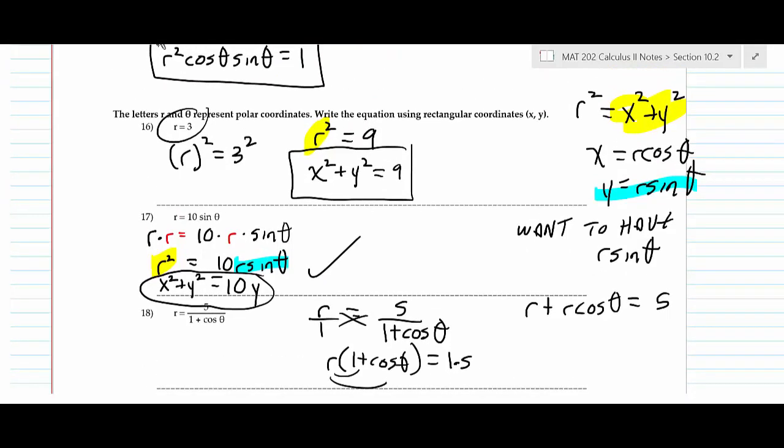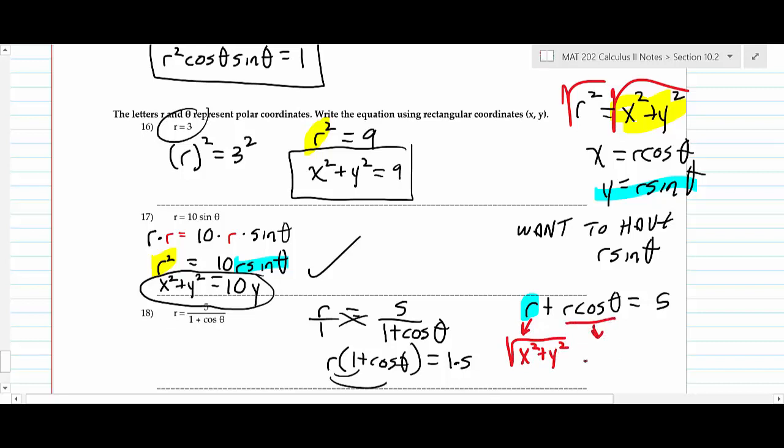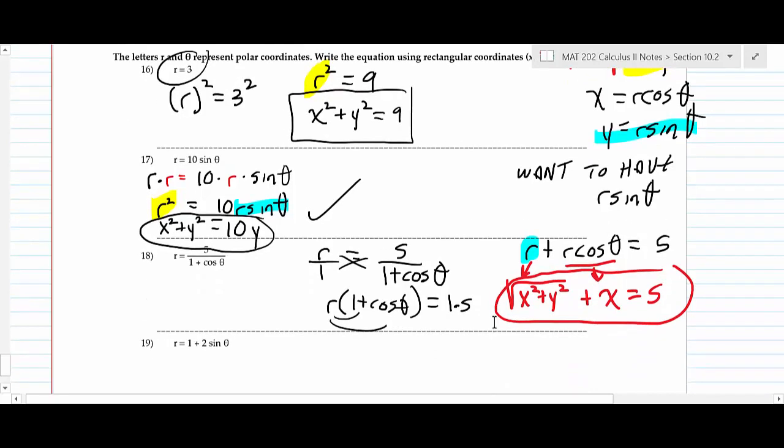Now, what is r? R is actually the square root of x squared plus y squared, right? So we're going to replace that with the square root of x squared plus y squared. What's r cosine theta? X. There you go. Now you're done. That's good enough. You don't have to go any further. I mean, you could isolate the radical and square both sides if you wanted to. All I'm trying to do is get you focused on the substitution. Then you can do basic simplification.